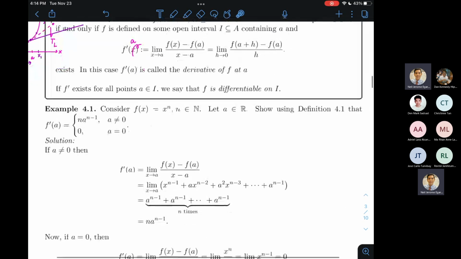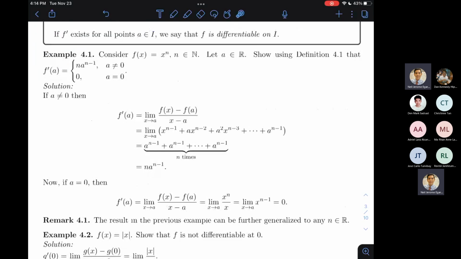So in example 1, i-consider natin yung power function x to the n, where n is a natural number. And let's consider a real number a. So we want to show here, using definition 4.1, that the derivative of f at a is equal to this piecewise function. Kapag si a ay hindi equal kay 0, sure tayo na ang derivative ay n times a to the n minus 1. But if a is 0, then the derivative is still equal to 0. Okay? So ito ay isa dun sa mga kailangan kong i-correct kanina. Late ko na realize. So bakit may exempted na case kapag si a ay not equal to 0.